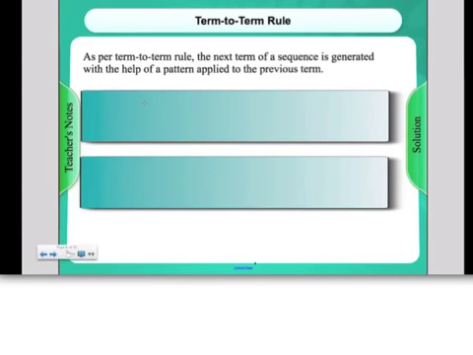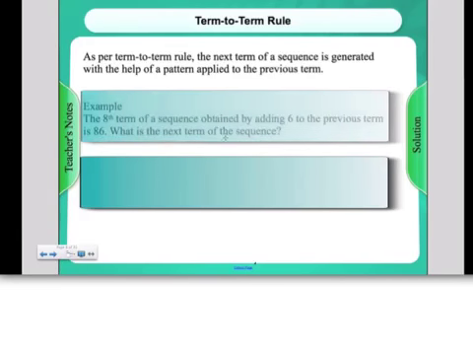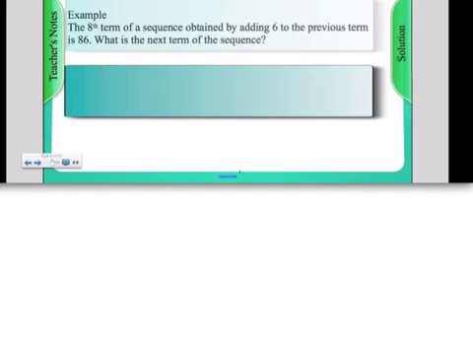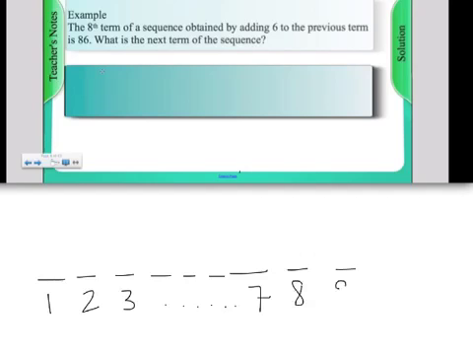So if we look at the next problem, we see that the eighth term of a sequence obtained by adding 6 to the previous term, and they want to know what the next term of the sequence is. Well, if we go ahead and take a look at this problem, you'll see the eighth term. So that means that if we have 1, 2, 3, 4, 5, 6, 7, 8, 9, that means this is the first term, the second, third, etc., all the way to 7, 8, and 9.